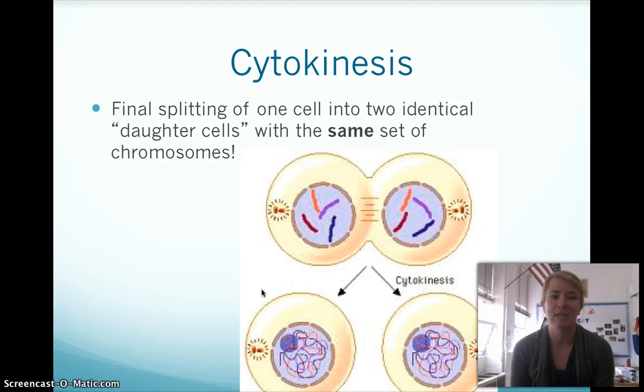Then lastly, we have cytokinesis. So this happens simultaneously to telophase, same time. And what happens is cytokinesis means splitting of the cytoplasm. So we're actually splitting the cell into two daughter cells. And they have the same exact chromosomes. So see how identical these two cells are? Because they just underwent mitosis, so now we have two identical daughter cells.